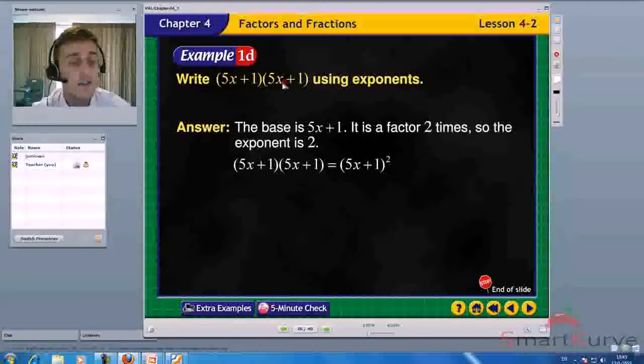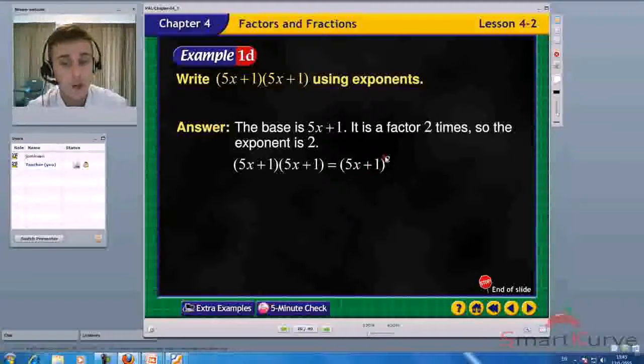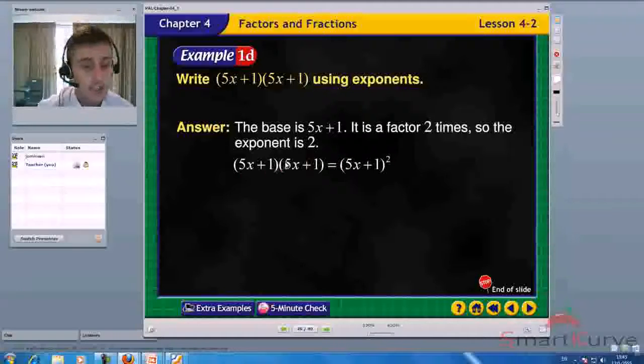(5x + 1)(5x + 1). As exponents, there are 2 of the same number, so the base is 5x plus 1, and you put 2, or squared. That means 5x plus 1 times 5x plus 1. It is factored twice.